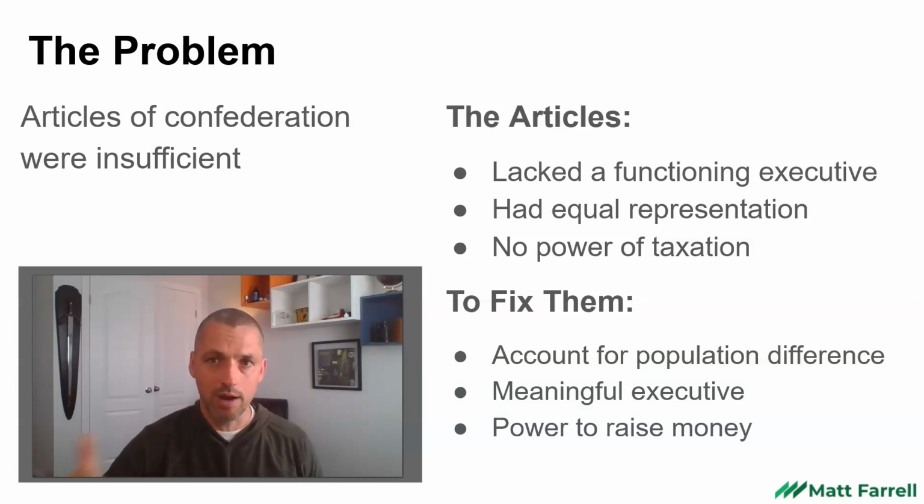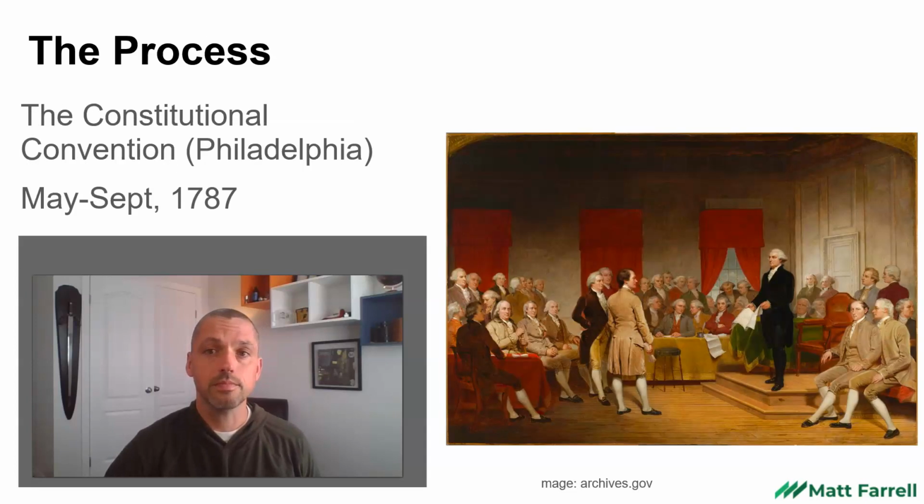They needed to account for the population differences as the colonies started to grow. The bigger ones were growing fast. There needed to be some kind of meaningful executive that would allow the new country to act swiftly without having to wait for action in the respective colonies. And along with that would be the power to raise revenue, the power to levy taxes to fund the army. So while initially the plan was to get the colonies together and try and fix that, it quickly became evident that that wasn't going to happen.